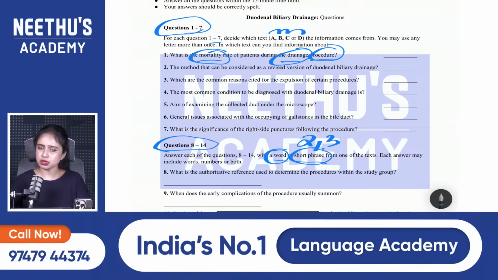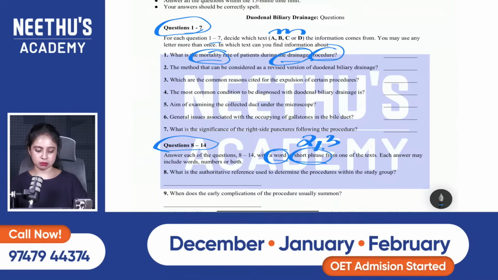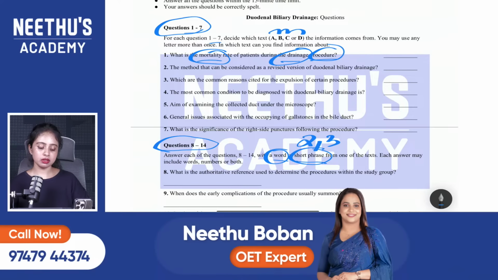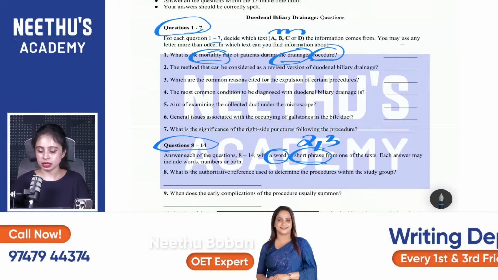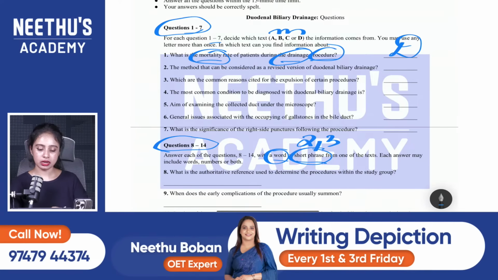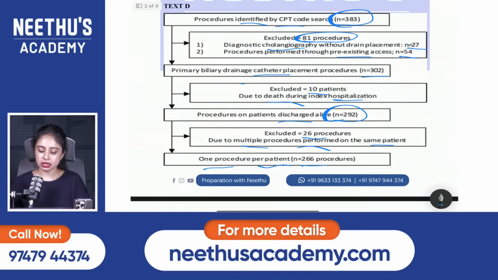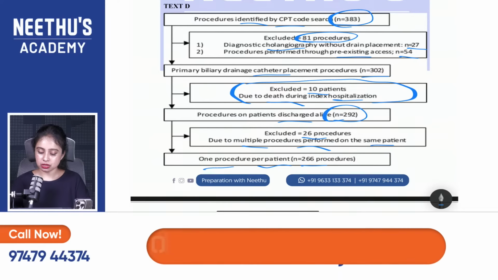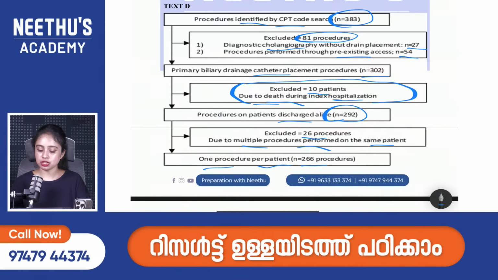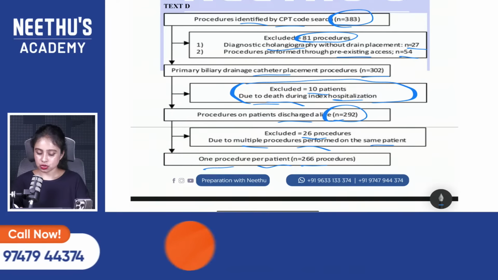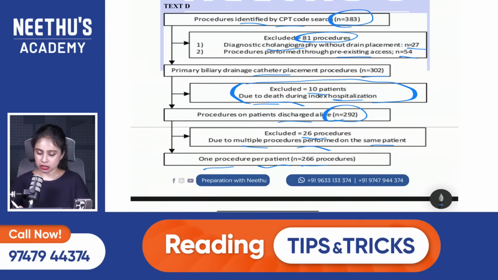Mortality rate, where is it mentioned? Where is the mortality rate mentioned? Very good, Sharanya. Excellent. You got the right answer. That is mentioned in D. So we have a flow chart. And here they have very clearly mentioned, see what? Excluded 10 patients due to death during index hospitalization. So that is all about the mortality thing.